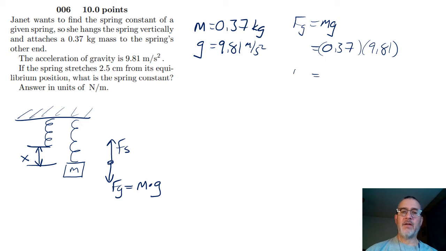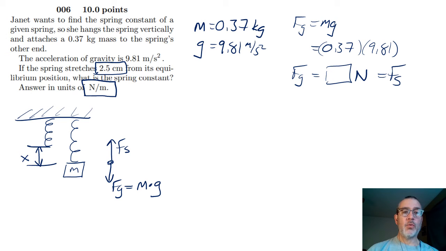So that will give me a force of gravity that's going to be so many newtons once you plug it into the calculator. Now, that's the force of gravity. That is going to equal the spring force, so that is also the force in the spring. Now, the other value we have is that the spring stretches 2.5 centimeters, but we want to answer in newtons per meter. So we're going to have to convert centimeters to meters.